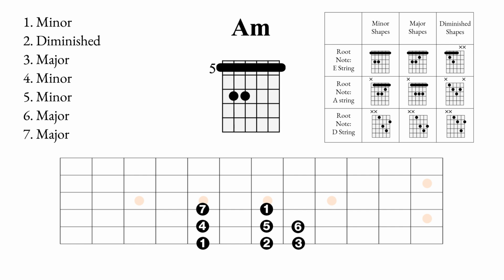So number 1 is A minor, number 2 is B diminished, number 3 is C major, number 4 is D minor, number 5 is E minor, number 6 is F major, number 7 is G major, and then we're back at number 1 again with A minor because this is also an A note. Here's a picture of all those chords together.